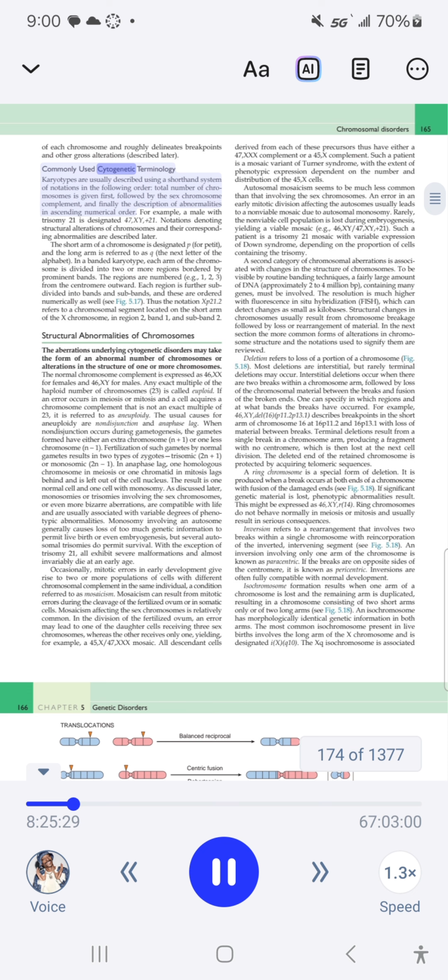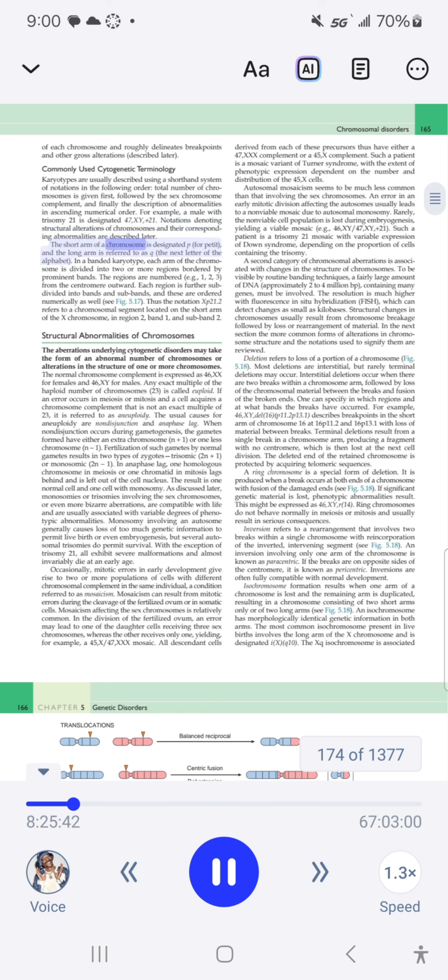Commonly used cytogenetic terminology. Karyotypes are usually described using a shorthand system of notations in the following order. Total number of chromosomes is given first, followed by the sex chromosome complement, and finally the description of abnormalities in ascending numerical order. For example, a male with trisomy 21 is designated 47,XY,+21.